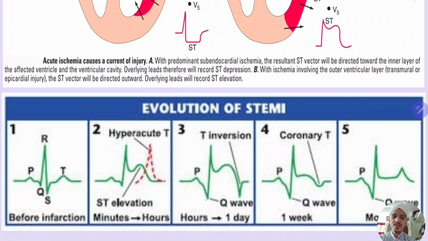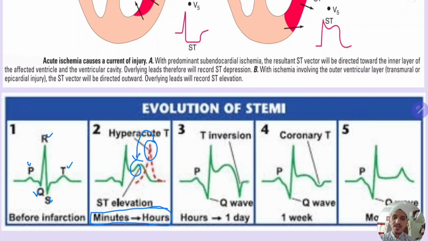Now we'll see the evolution of STEMI by this diagram. Before infarction there will be a normal P wave, QRS complex, and T wave. The first change which is going to happen is the hyperacute T waves, as you can see. Then there will be ST segment elevation, and that is going to happen in minutes to hours. Remember this point, minutes to hours. So if a patient comes with just ST segment elevation and hyperacute T waves, then you should think the infarction happened minutes to hours ago.